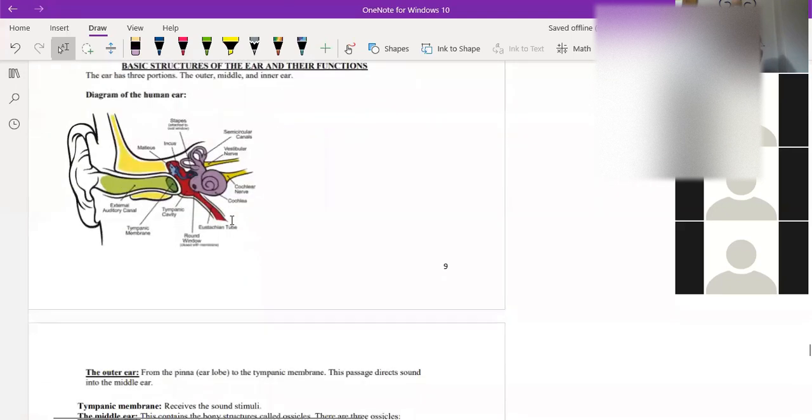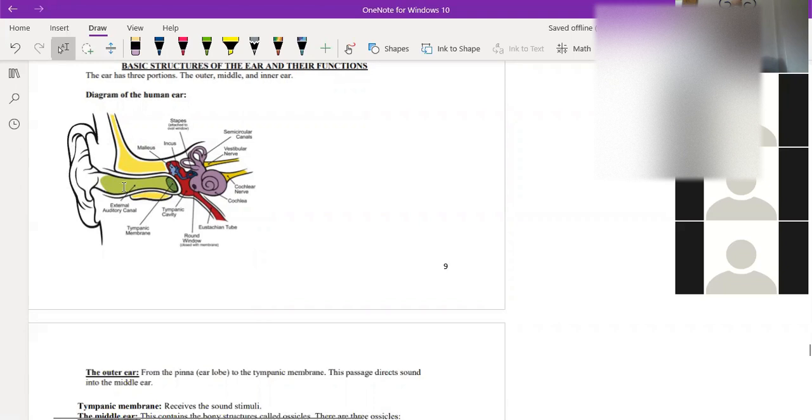So the ear has three parts: the outer ear, the middle ear right here, and then the inner ear. The purple part is the inner ear, the red part is the middle ear, and the outer ear is the greenish portion. The ear lobe is also known as the pinna. Then you have the external auditory canal right there, the green part, and then the tympanic membrane, also green.